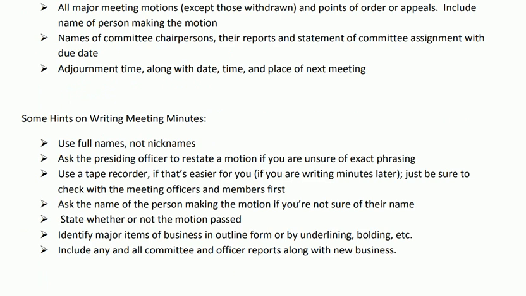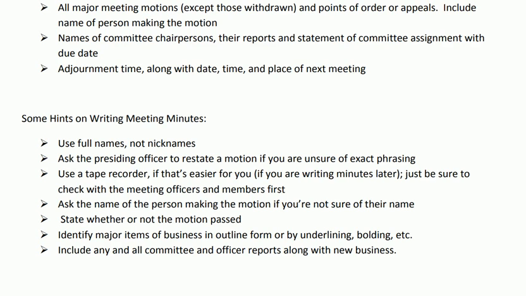So these are some tips, and if you want to make your meeting minutes more perfect, then you must follow these instructions, these hints. First, use full names, not nicknames. Ask the presiding officer to state a motion if you are unsure of the exact phrasing. Use a tape recorder if that's easier for you.